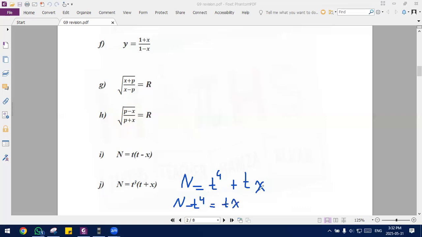Divide them, divide by what? By tx. We divide by tx together. You divide by x, I mean. You divide them by t. We divide them by t because I need to remove t. So x is equal to n minus t to the power of 4 over t. Yeah. Is it clear? Yes.